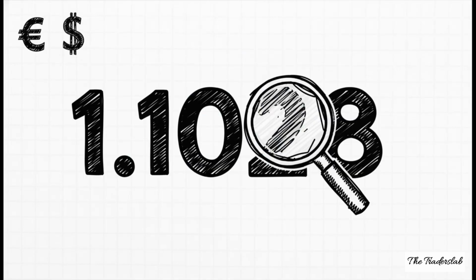So, where do you find it? For most of the major currency pairs, the pip is the fourth number after the decimal point. So, if a price moves from 1.1028 to 1.1029, that's a 1 pip move. Simple, right? The only major exception is with the Japanese yen, where the pip is actually the second decimal place.